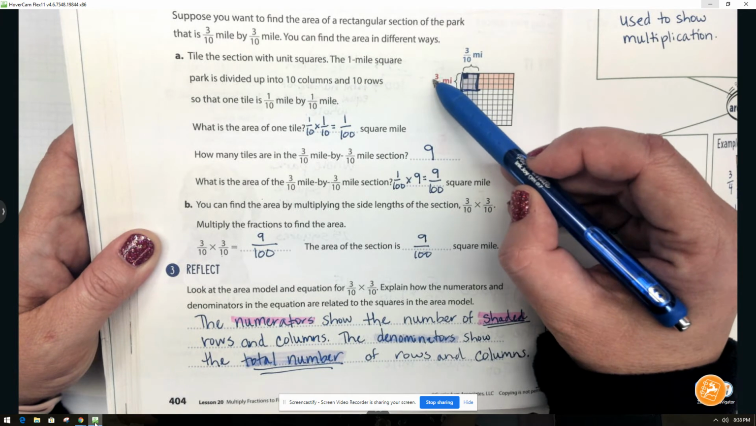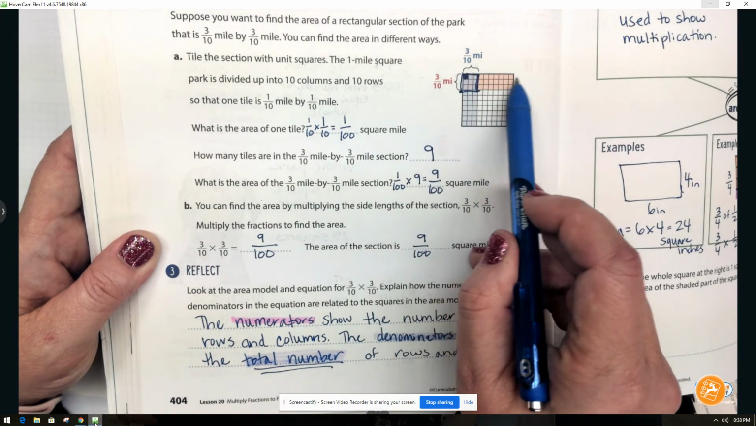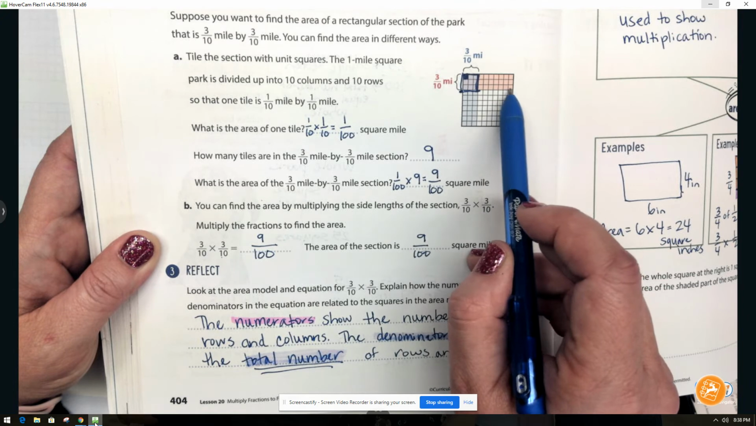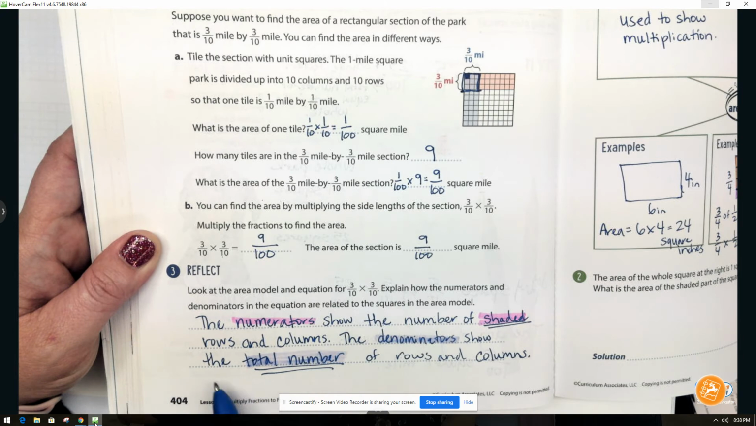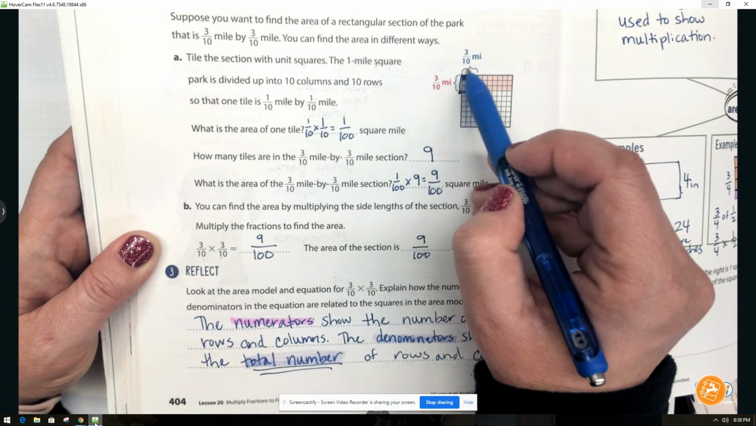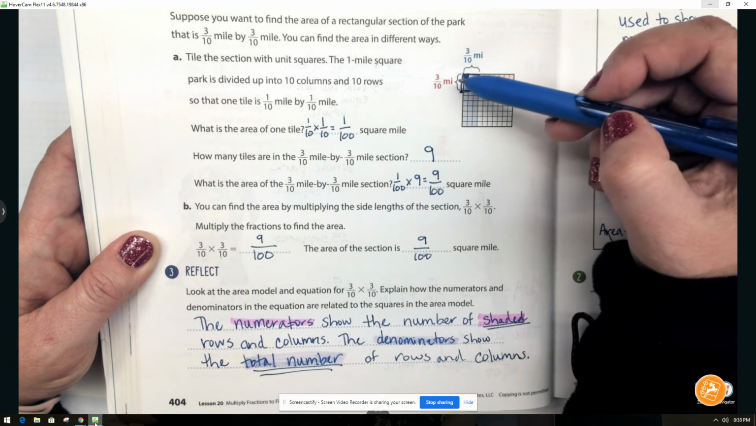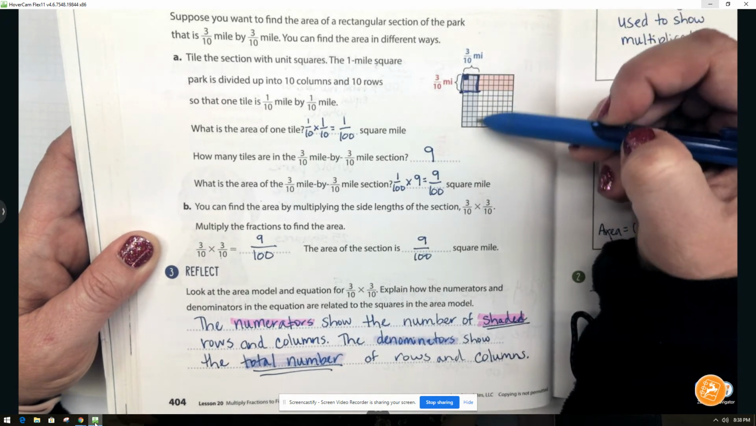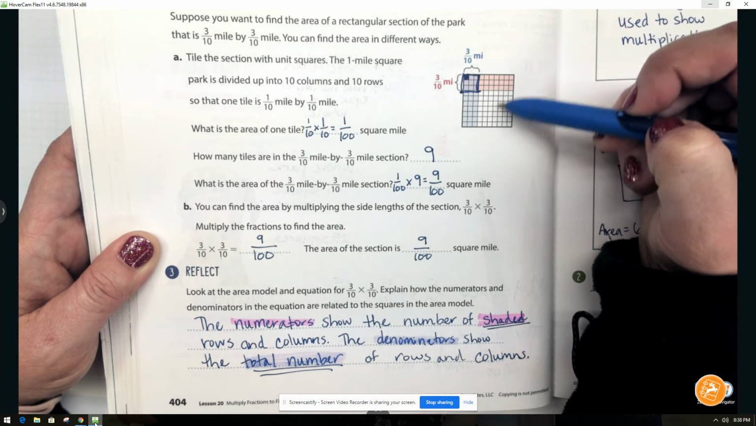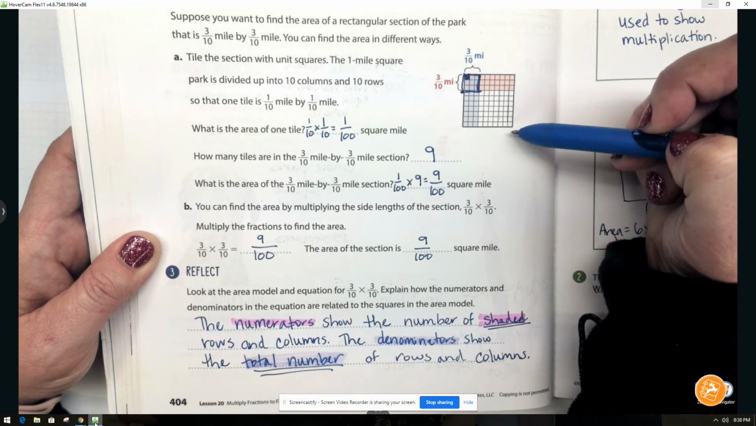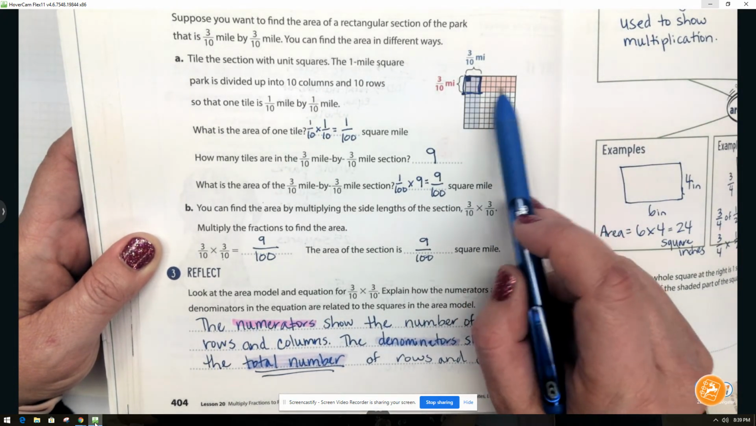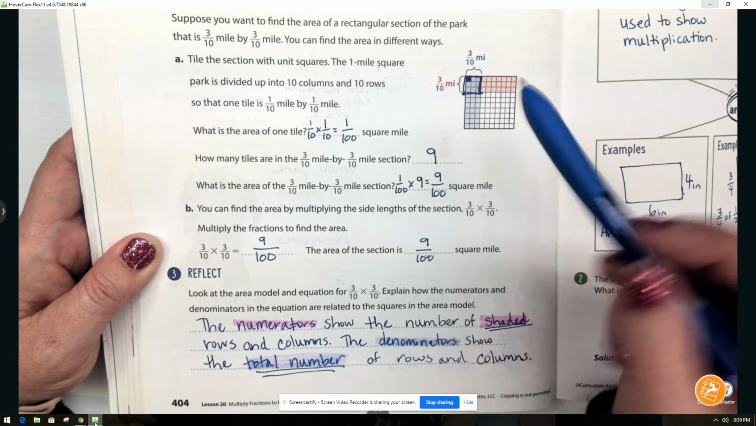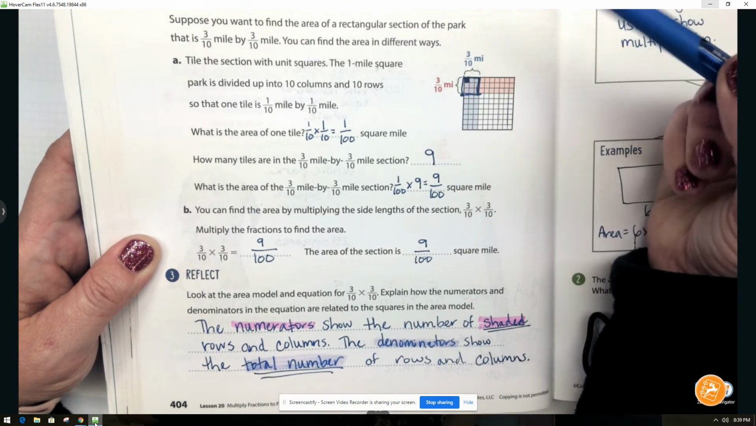The numerator in this fraction is going to tell us we're going to shade in 3 rows, because the numerator is 3. The denominator shows the total number of rows and columns. So if our denominator is 10, that tells you we are going to have 1, 2, 3, 4, 5, 6, 7, 8, 9, 10 columns. And if the denominator in this fraction is 10, we're also going to have 10 rows. So the numerator tells us how many we shade.